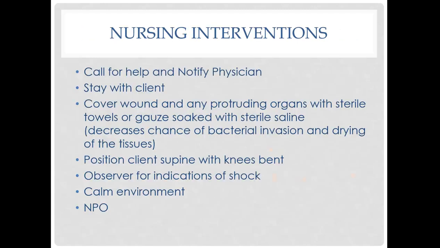Okay, so nursing interventions. If we suspect this has happened to our patient, we've assessed, and we see that they've either got a dehiscence or an evisceration, we're going to call for help and notify the physician if it doesn't require us to leave. We can hit the call light or call someone and ask for help, because we want to stay with the client at this point. If there are protruding organs, we are going to get sterile towels or gauze soaked with sterile saline, and then we're going to cover the organs with that.